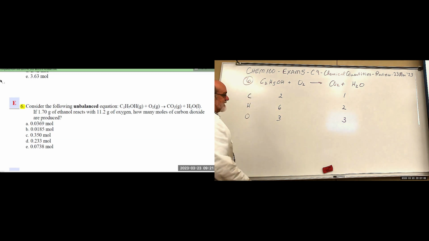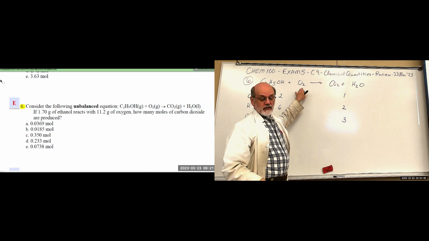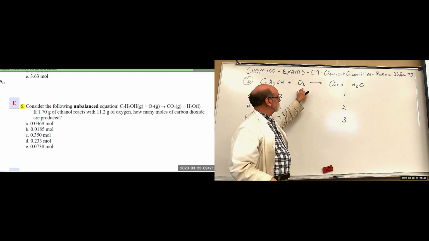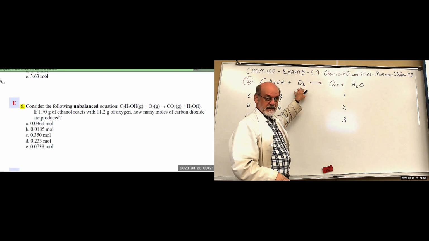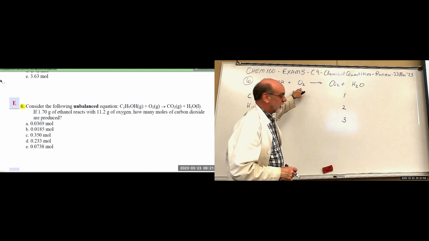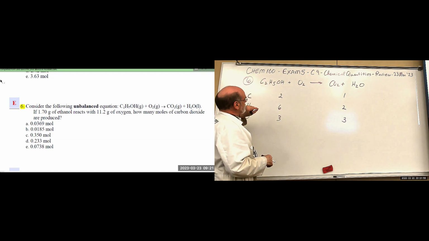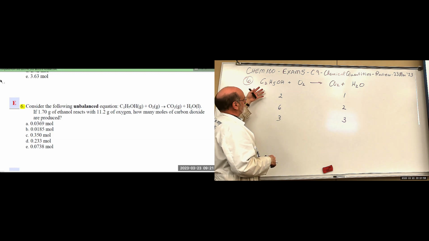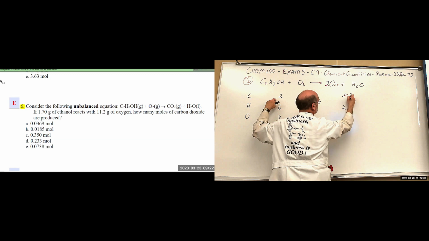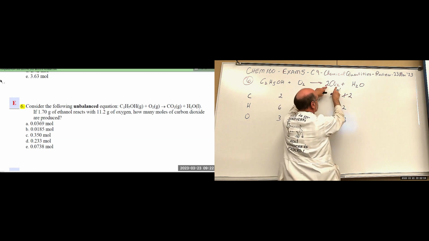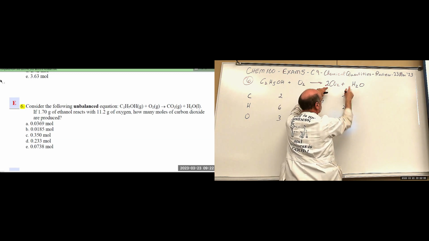Okay. So now, where do you start? Well, we definitely don't want to start with oxygen because we want to hold that one to the end, right? So, elements that occur alone, we hold to the end. So let's do carbon. How about carbon? We need 2 carbons. All right. That changes the oxygens to 4 plus 1 is 5.